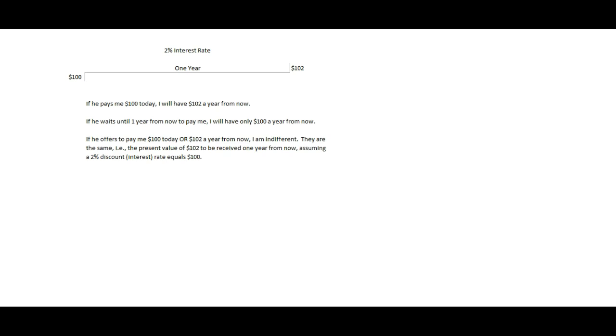The important part of this story is if he says to me, I know I owe you $100, I can either pay you that $100 today or $102 a year from now. In a 2% environment, I am indifferent. Both those numbers are the same to me. In other words, $100 is the present value of $102 to be received 1 year from now, assuming a 2% discount rate.